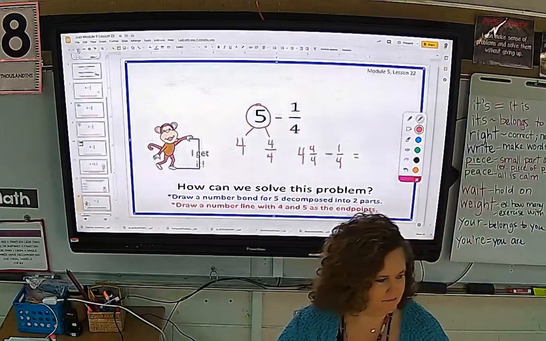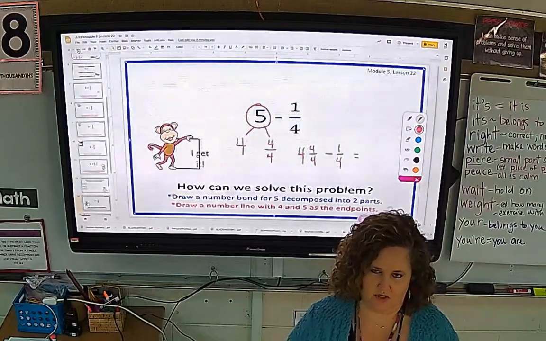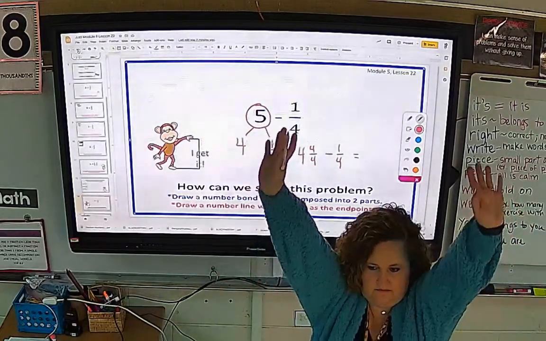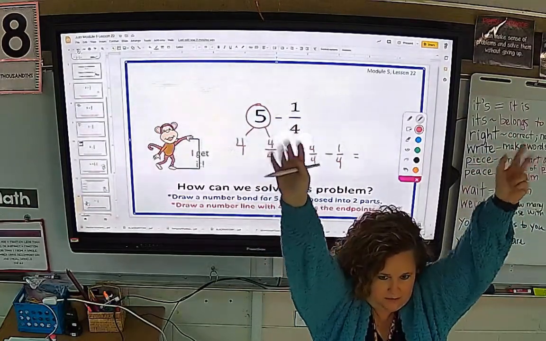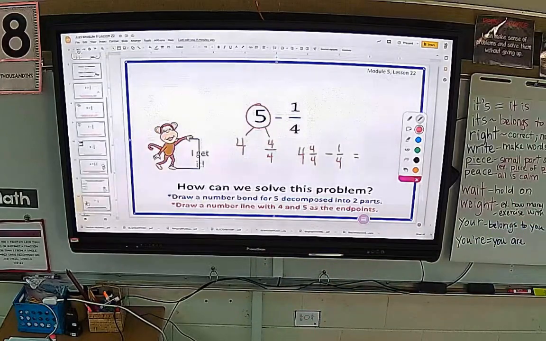I forgot how to do it. Okay. Stretch up as high as you can. Make yourself tall. Some of y'all are gonna touch the ceiling. All right. Bend over and stretch.